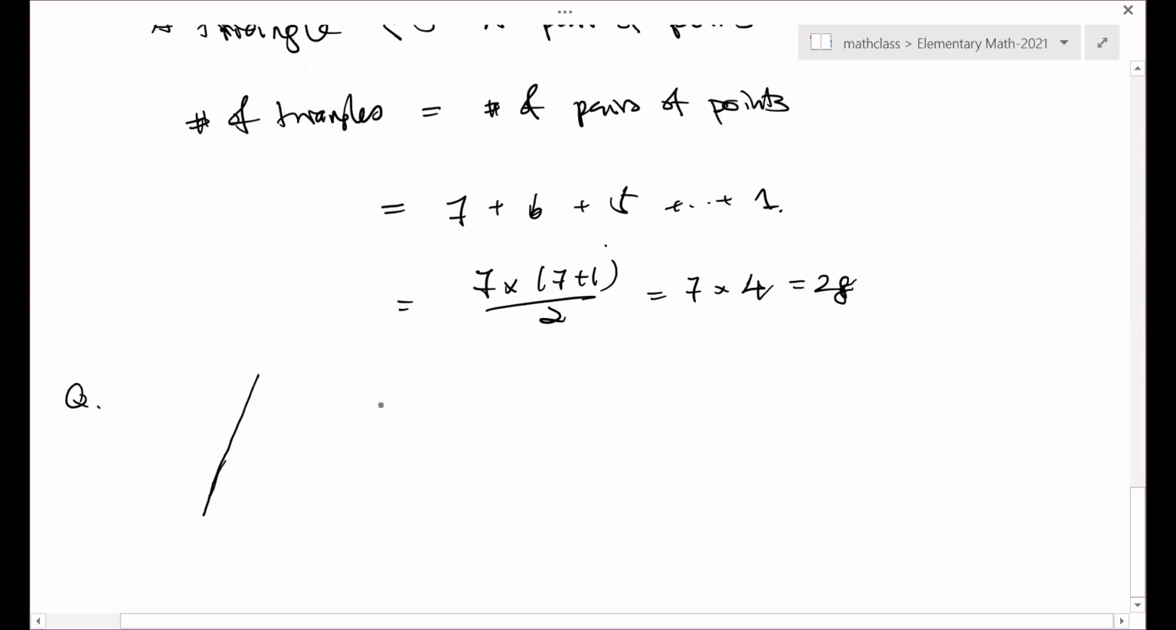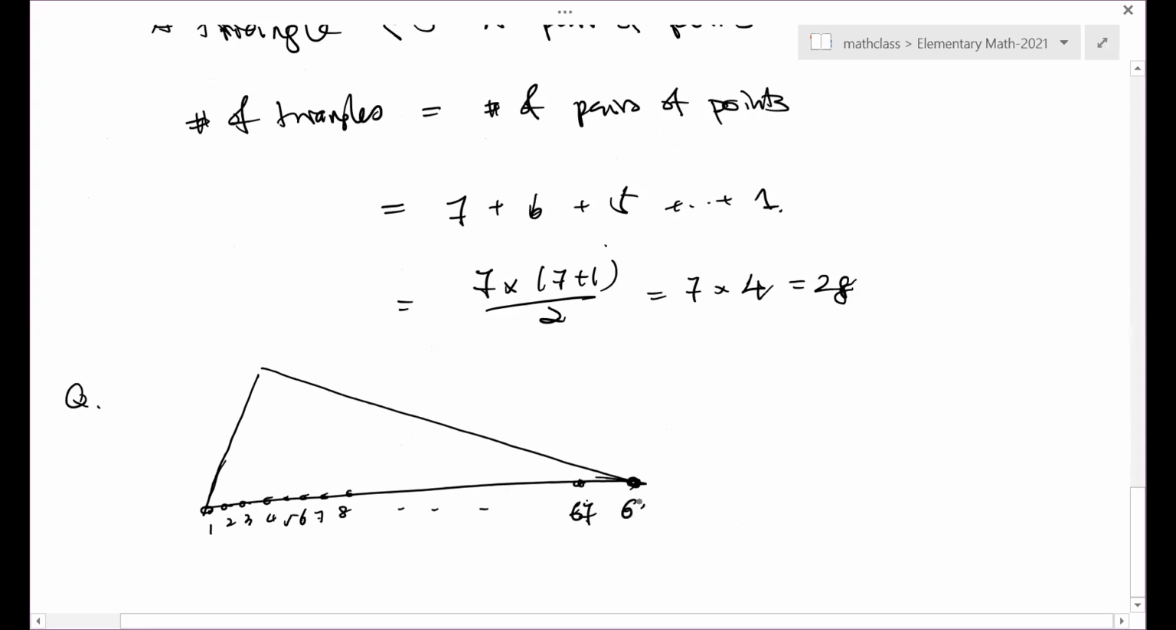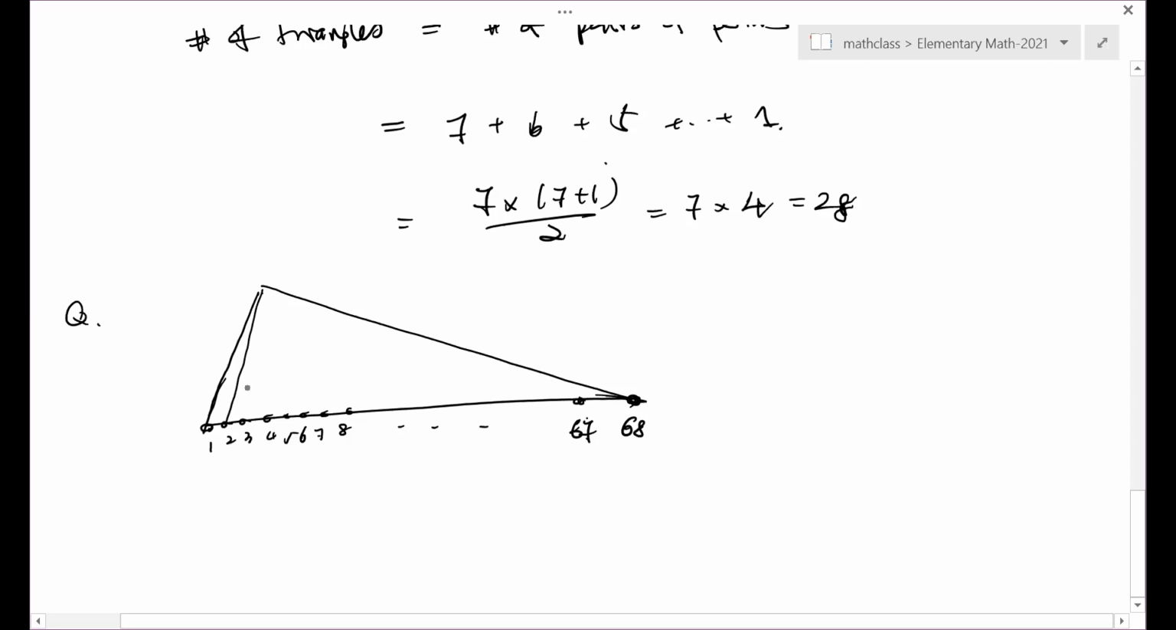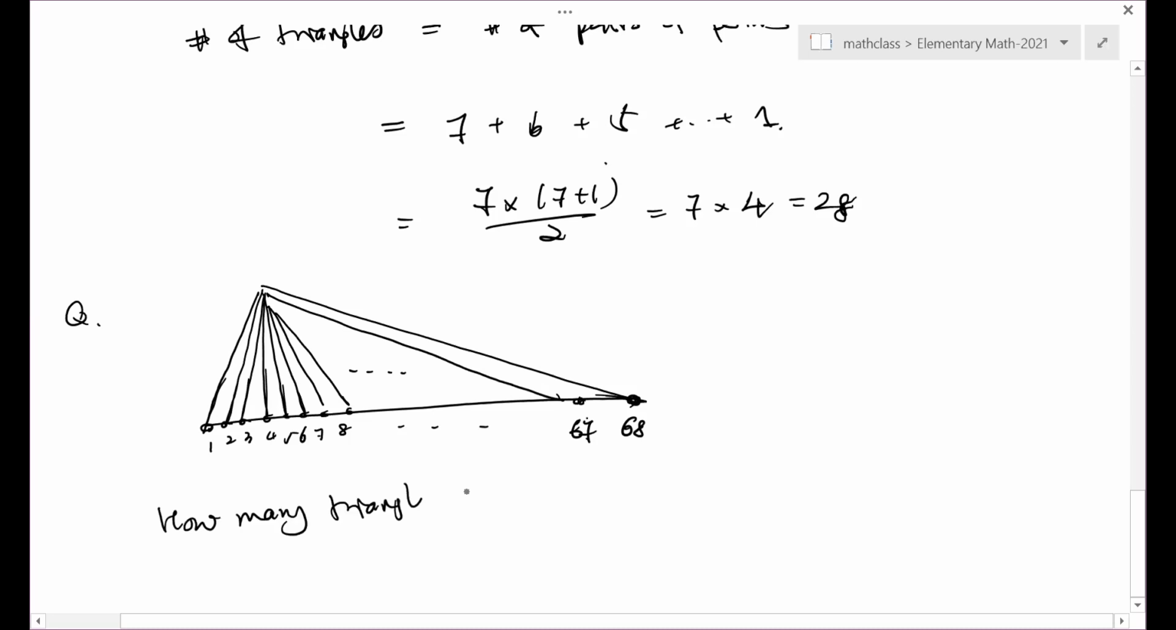So if you have many points, too many points, 1, 2, 3, 4, 5, 6, 7, 8, keep it going, and here is going to be 67, then 68. So the question is, how many triangles are you going to get? How many triangles are there? We already said that a triangle is uniquely determined by a pair of points. If you choose this pair of points, then you get this triangle.